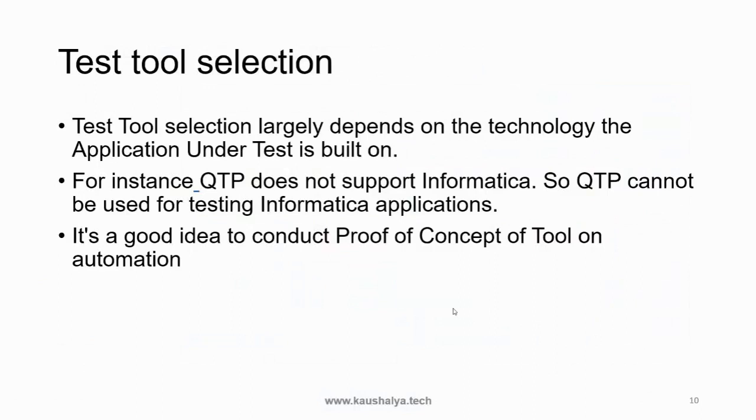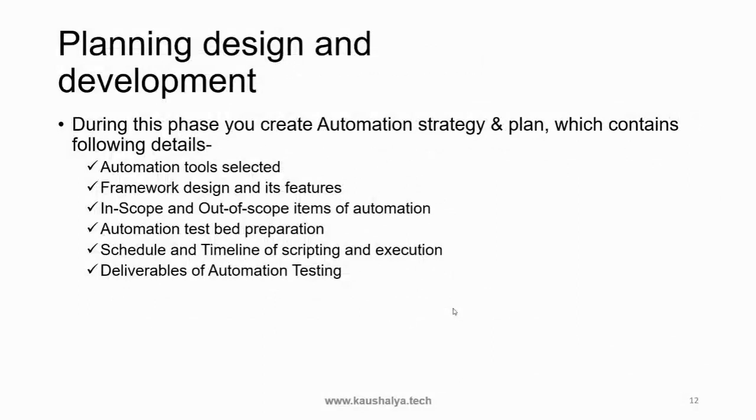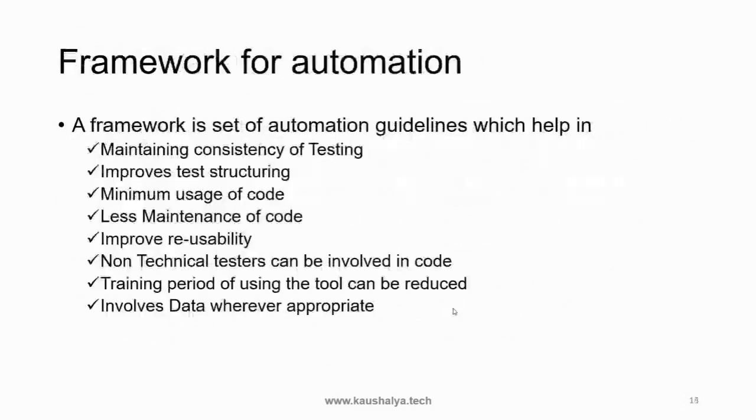So test tool selection: there are quite a lot of different test tools, which we will see. The scope, I already spoke about, and then designing and development, then test execution, and then maintenance. We would also be considering different kinds of frameworks when we get into automation. It would help us across different projects. We can select the kind of framework we will be using in test automation, so there is consistency and also reusability of some of the code, which would help us with good maintenance.